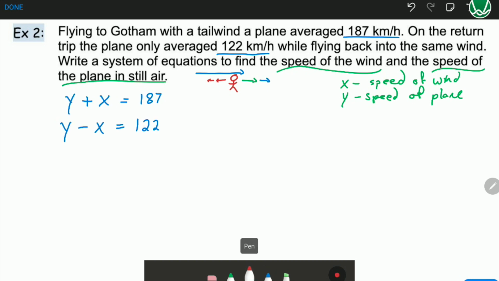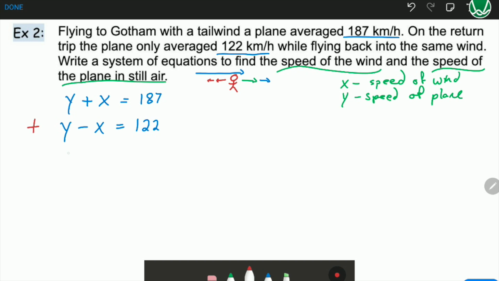For this one, I'm going to use elimination for this system. It's not quite in standard form, but since the y's are lined up, x's are lined up, and our constants are lined up, we really don't have to worry about changing the order of things. We can go ahead and use elimination right now.